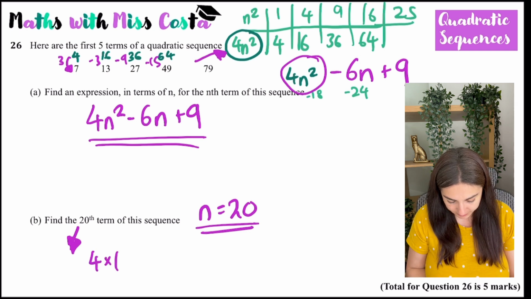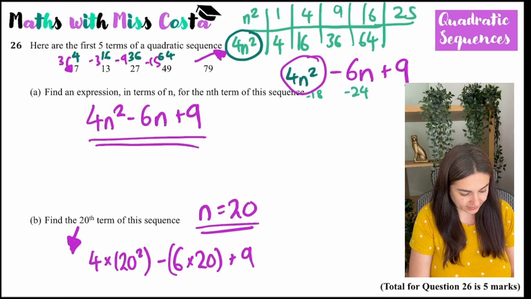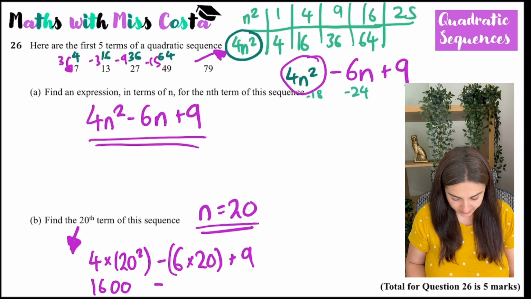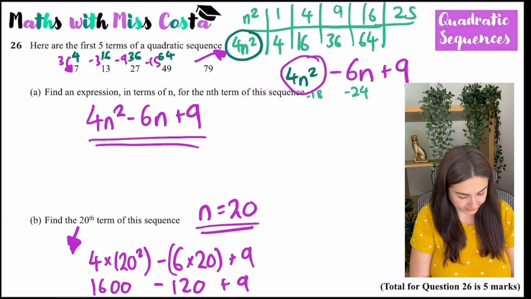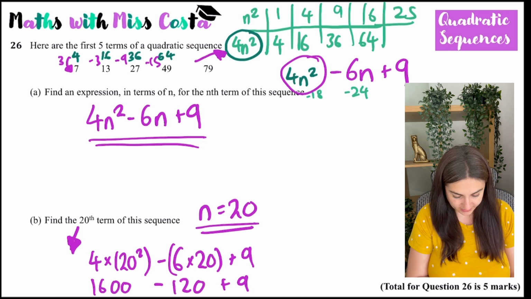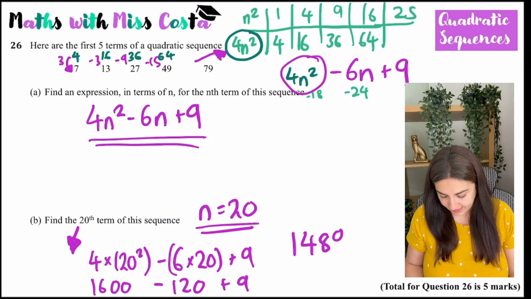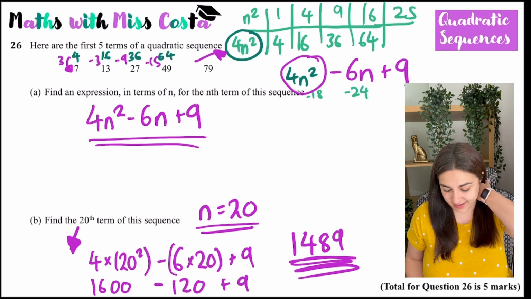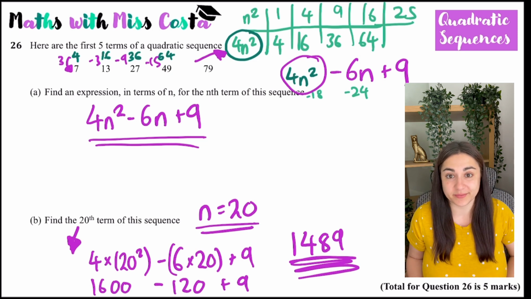So that would be 4 times 20 squared, take away 6 times 20 plus 9. So 4 times 20 squared is 1,600, take away 120 plus 9. So 1,600 take 120 plus 9 equals 1,489. And that's how I'd do that. I know there are other ways, I don't like them, but if you know the other way and you get the same answer, absolutely fine.